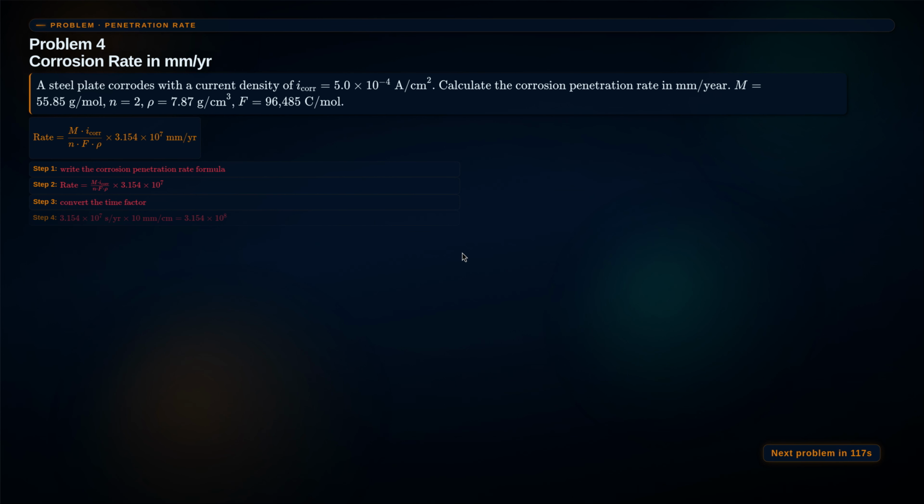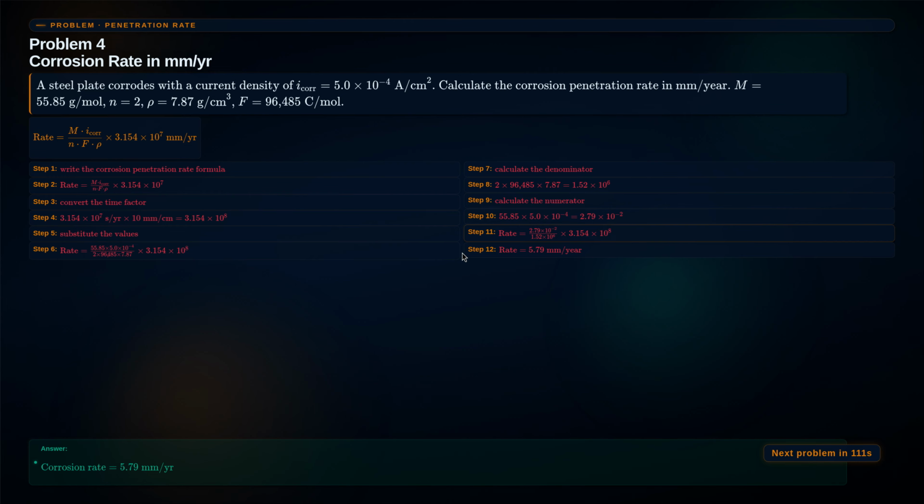Problem 4. Corrosion rate in millimeters per year. A steel plate corrodes with a current density of 5.0 times 10 to the negative 4 amperes per square centimeter. Calculate the corrosion penetration rate. Step 1. Write the corrosion penetration rate formula. Rate equals M times i_corr divided by n times F times rho, times 3.154 times 10 to the 7.